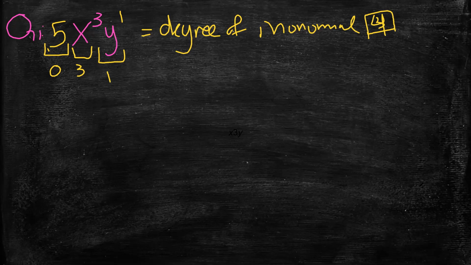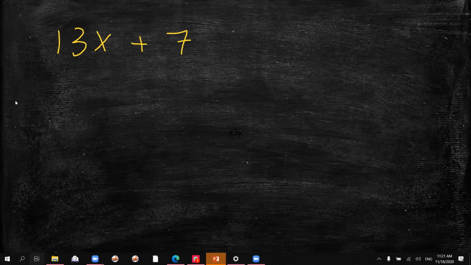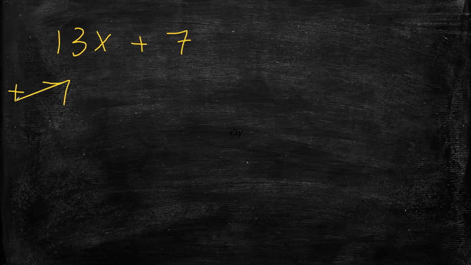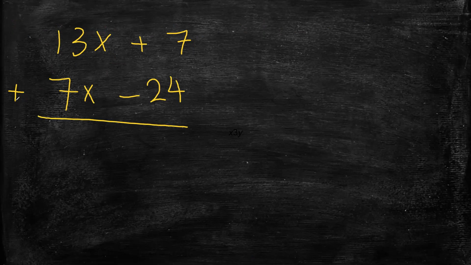Now, if you have also like 13x plus 7 plus 7x minus 24. Now, as I told you before, here now, if you have two binomials, you have to add, like how we did in grade 4 and grade 5.